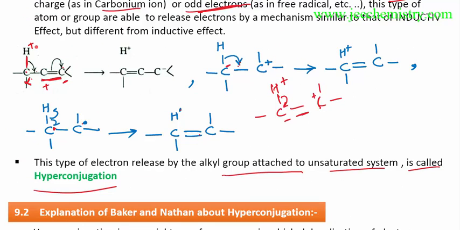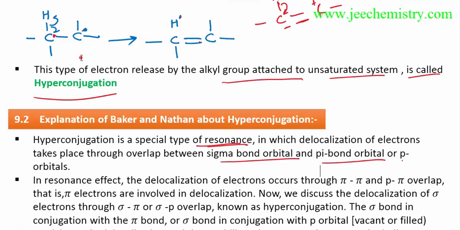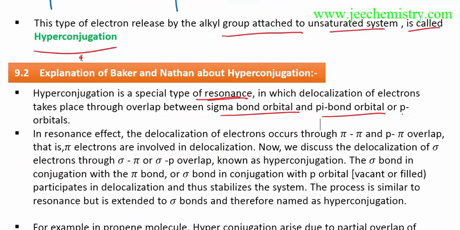This is a sigma bond orbital, this is a pi bond orbital. There is an overlapping between this sigma and pi bond orbital. In this way they are sharing the electrons, transferring the electrons and providing electrons. In the resonance effect, delocalization of electrons occurs through pi and p-pi overlap. In resonance, pi electrons are involved in the delocalization, but in hyperconjugation, sigma bond electrons are delocalized, the sigma bonds are shifting.